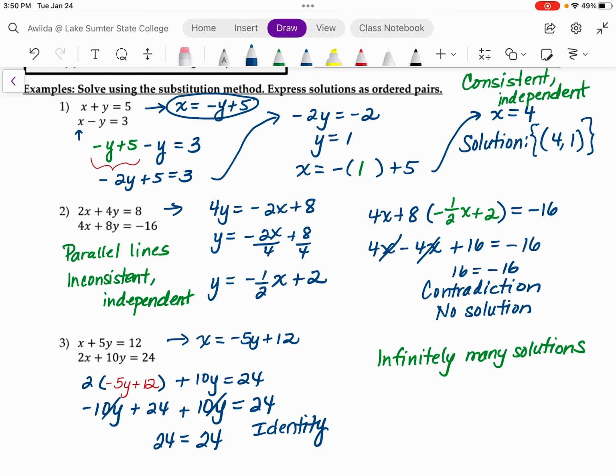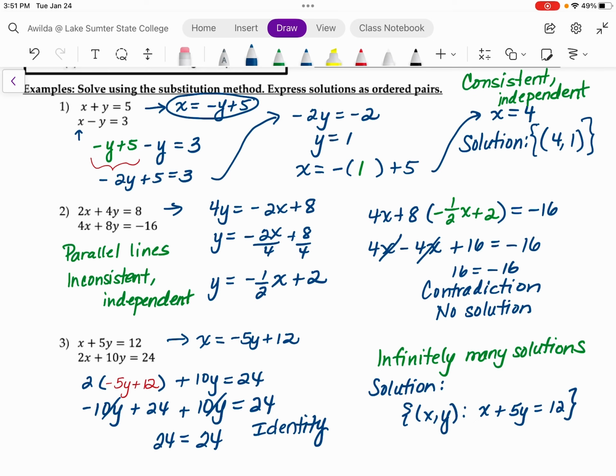So the solution takes on a very unique form. The solution set is the set of all ordered pairs x comma y such that, and then we write the condition. We can write either of the two equations as our condition. So in this case, I'm going to write the condition that x plus 5 times y must be equal to 12. This is what we called set builder notation.